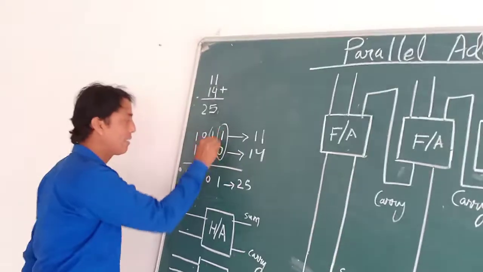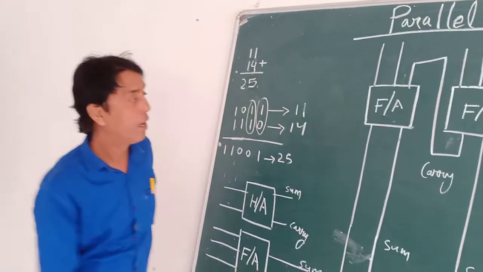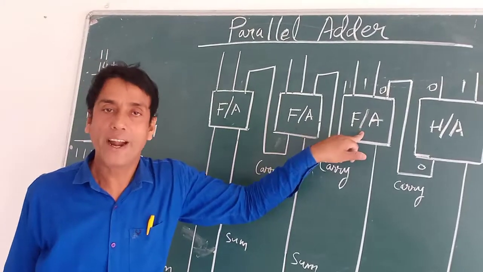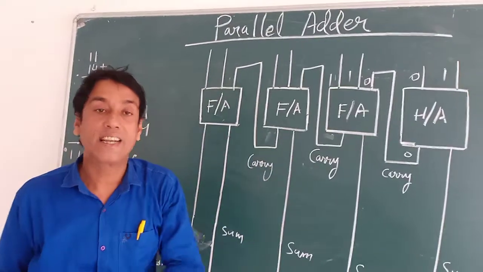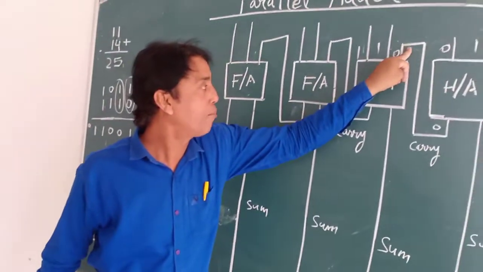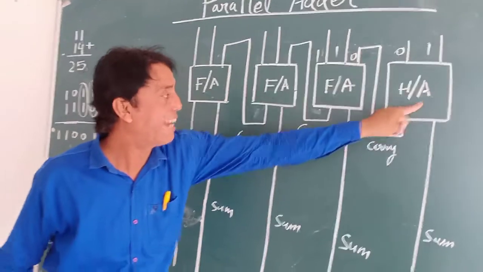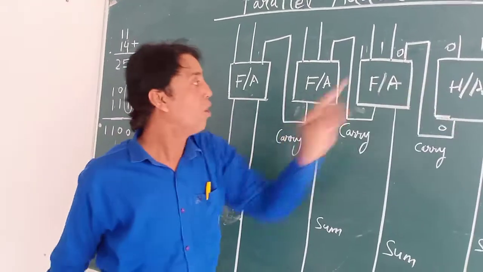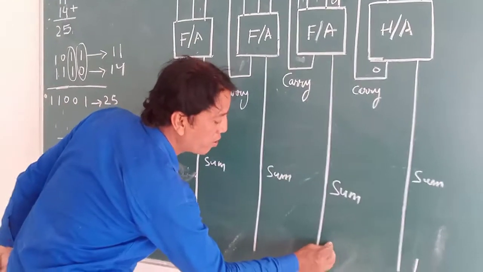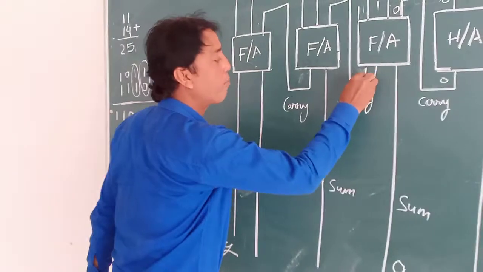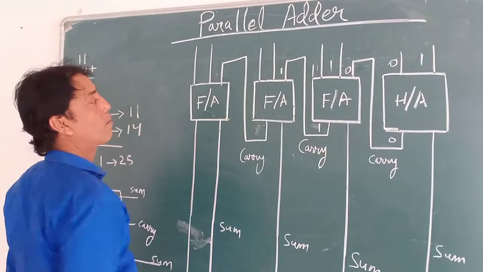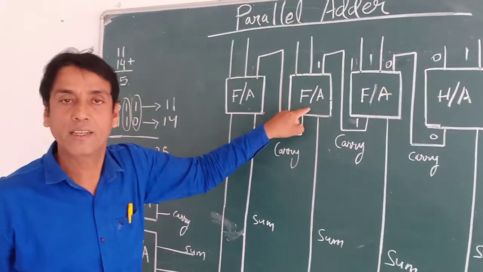Now, the second set is added, 1, 1. 1, 1 is sent to the input lines of the first full adder. Look, the full adder has 3 input lines. 1 is taken from here, and this input line receives the data from the carry line of half adder. So when full adder receives 1 1 0, what happens? The sum line will produce 0 and the carry line will produce 1. This 1 will be sent to the first input line of the next full adder.